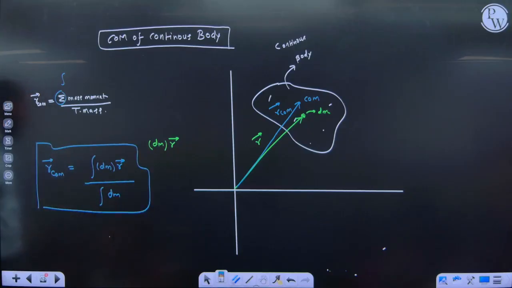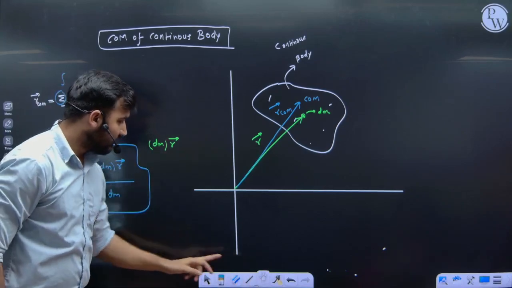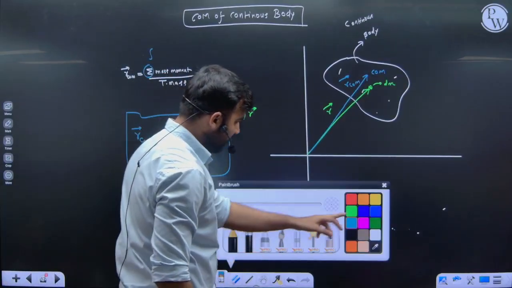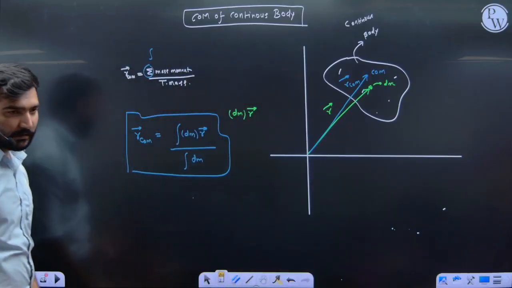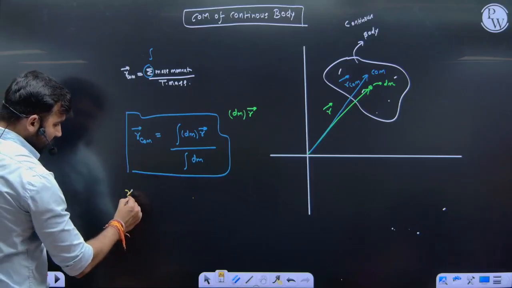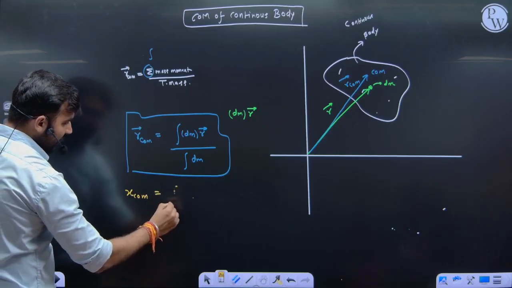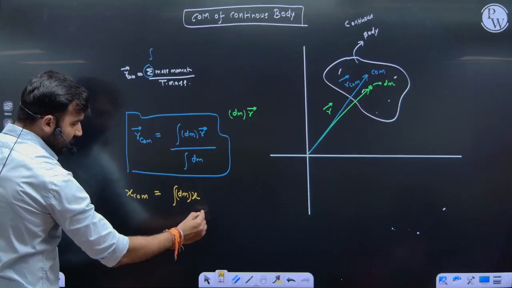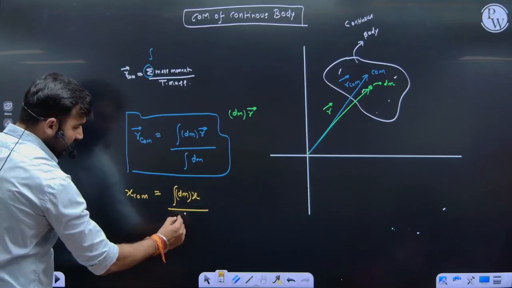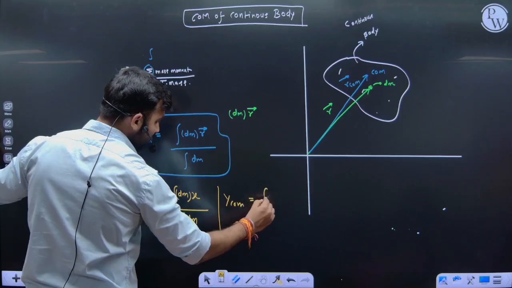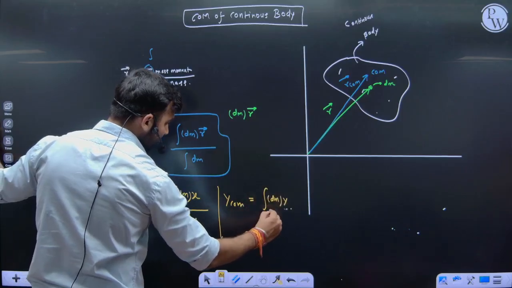In integration, same formula. If you remember this mass moment integration by total mass, there you gave us that formula also in x coordinate of center of mass, y coordinate. Here how you will write, very easy. X coordinate of center of mass, tell me, integration dm. Instead of vector I will write x coordinate of the dm mass. Integration dm, y coordinate of center of mass: integration dm y.